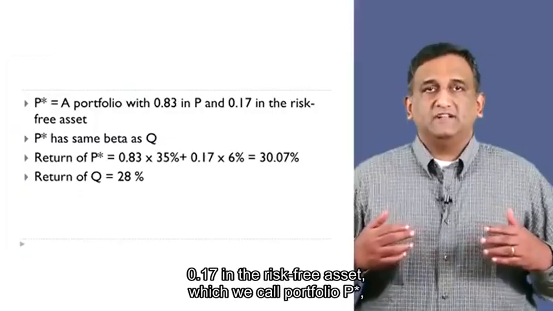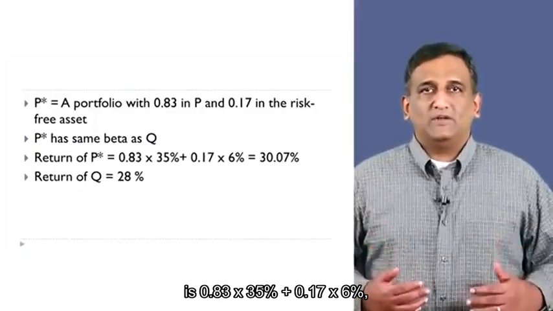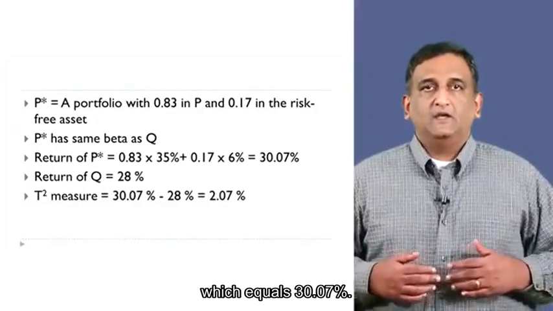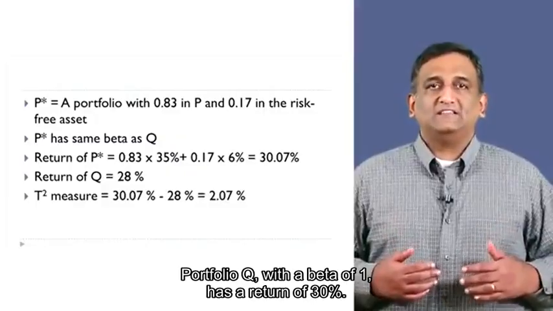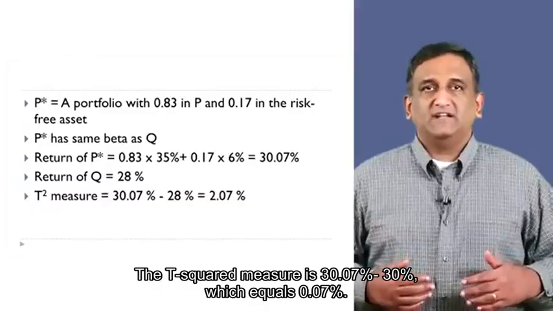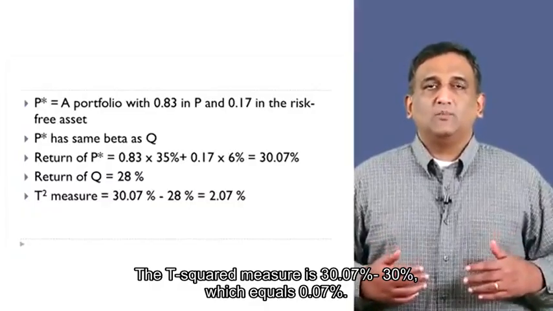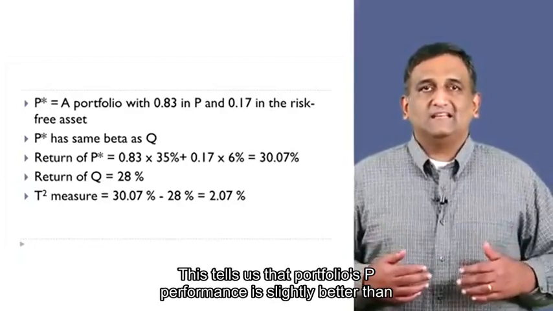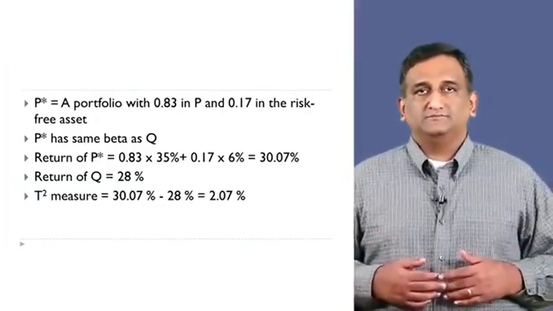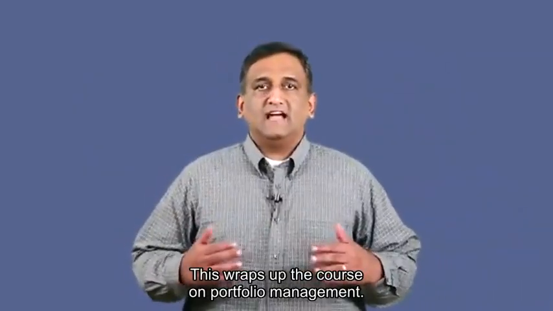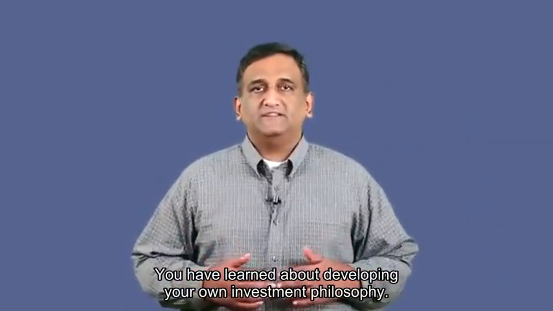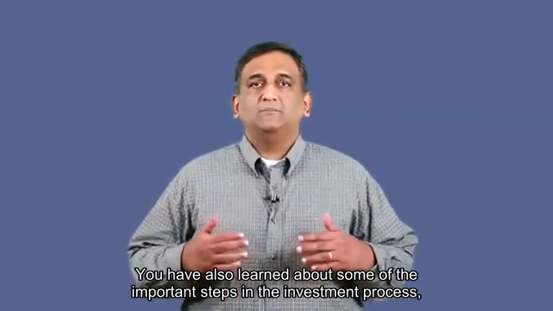We have two portfolios, P and Q. P has an average return of 35%, a beta of 1.2, standard deviation of returns of 42%, and diversifiable risk of 18%. Q has an average return of 28%, a beta of 1, standard deviation of returns of 30%, and diversifiable risk of 0%. The risk-free rate is 6%. We can say that Q is the market portfolio. Why is that? It has a beta of 1 and 0 diversifiable risk.